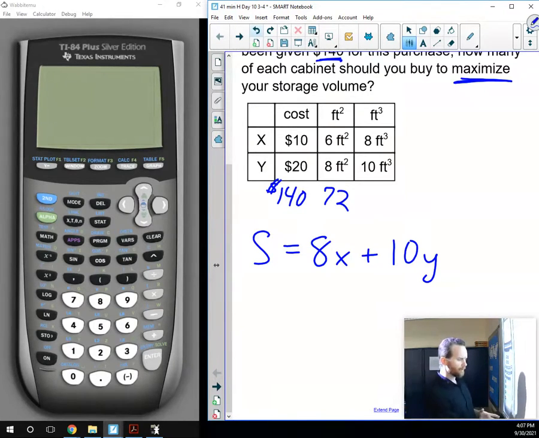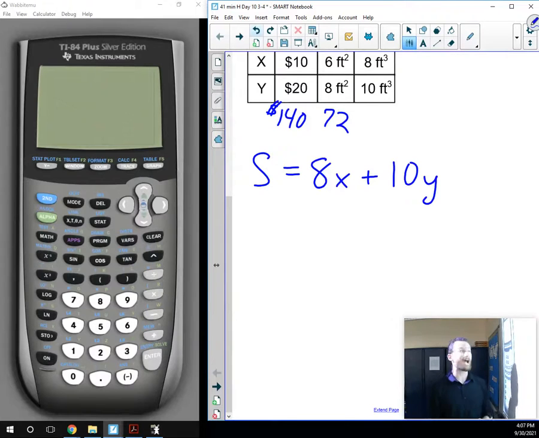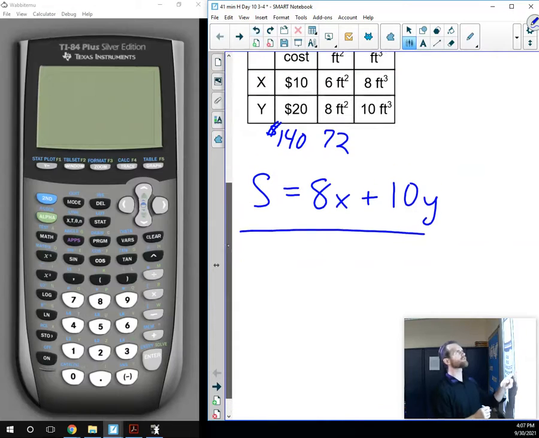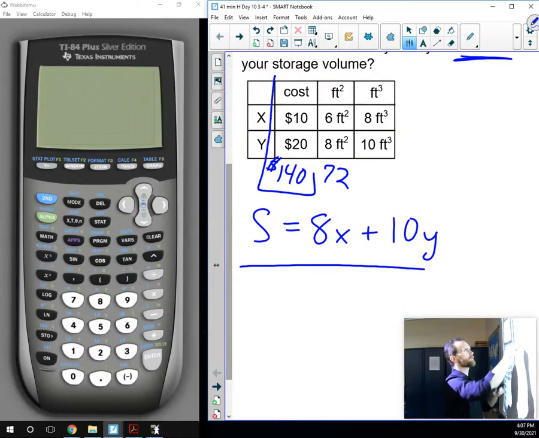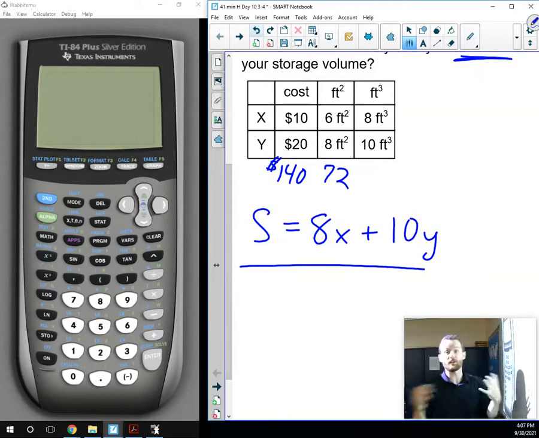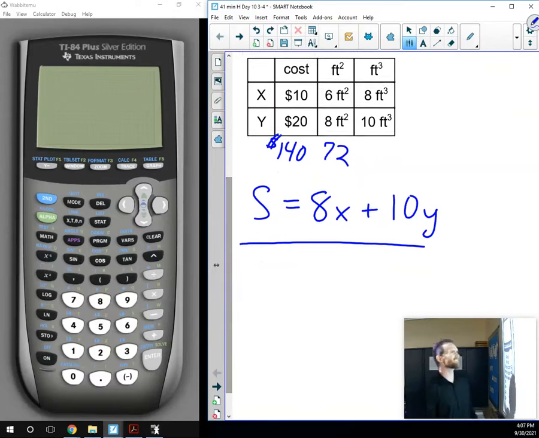All right, but before we can get our feasible region, we need our constraints. So let's draw a line right here for our constraints. The first one, our cost is a constraint, or our cost is constrained, I should say. We can't just spend an infinite amount of money. We only have $140 to spend on these cabinets, which is actually not a lot of money.